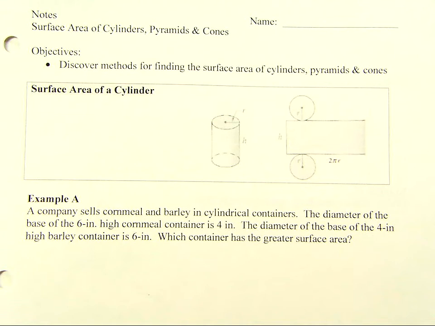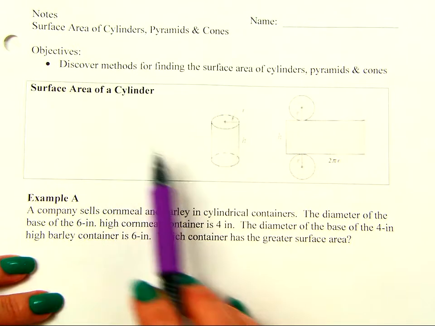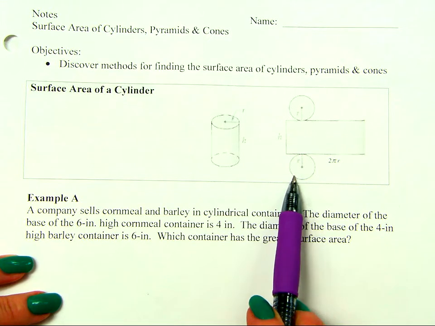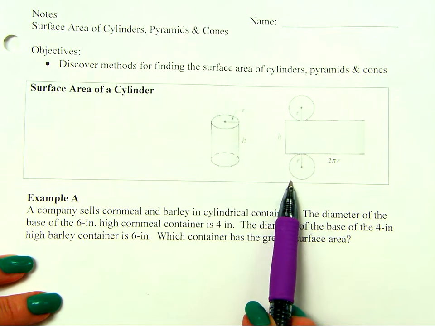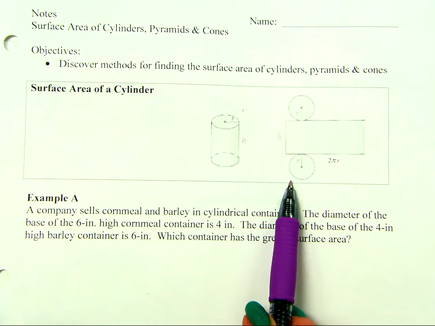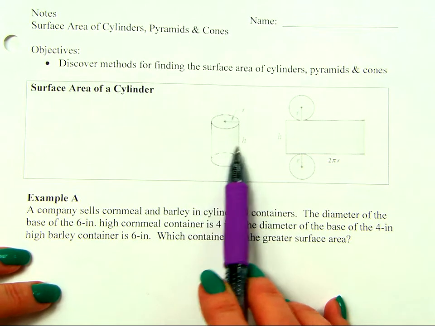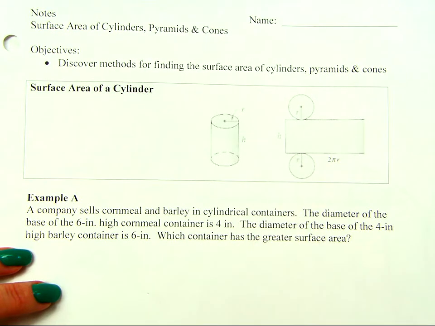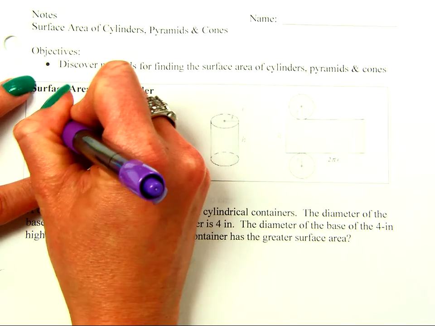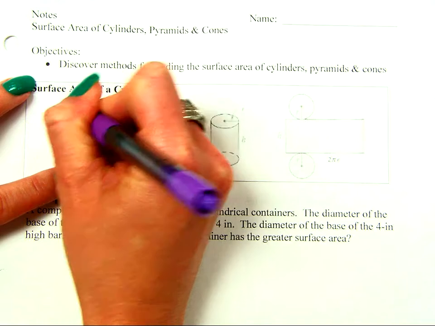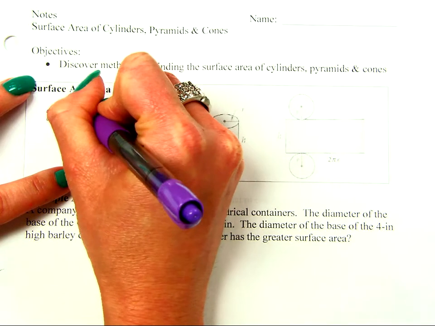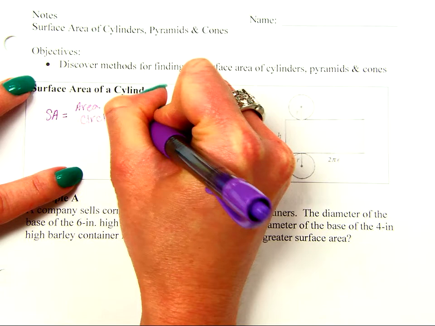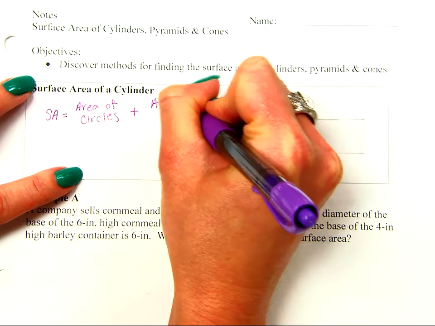To find the surface area of a cylinder, we want to think about what the net of our cylinder would look like. We can see here that our two bases are going to be the circles, so we would need the area of our circles. And then we would need the part that goes around our cylinder. If we flatten that out, we find that we have a rectangle. So when I'm finding surface area for a cylinder, we're really taking the area of our circles plus the area of the rectangle.